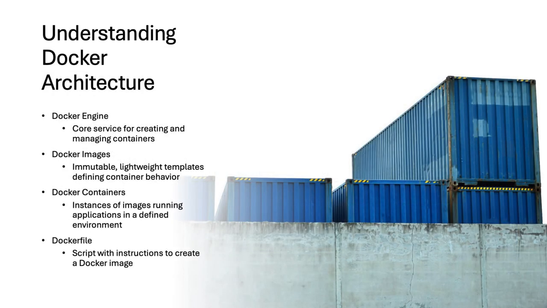Docker architecture includes the Docker engine, Docker images, Docker containers, and Dockerfile. The Docker engine manages containers. Docker images define container behavior. Docker containers run applications, and Dockerfile scripts create Docker images.